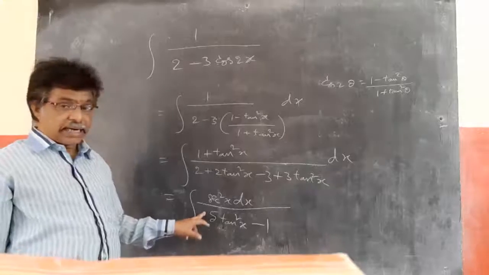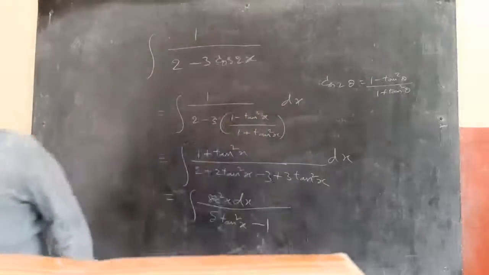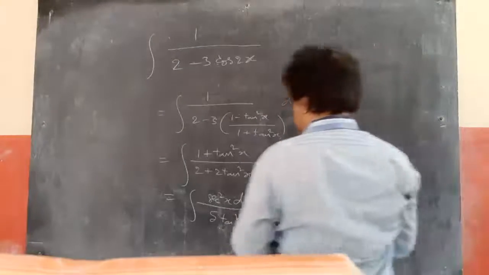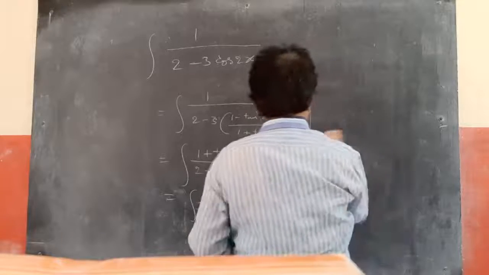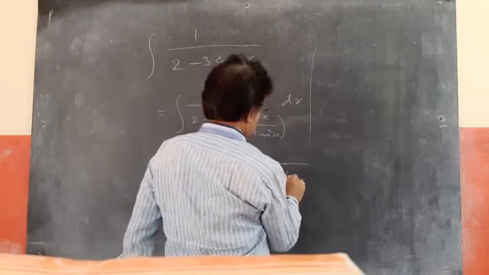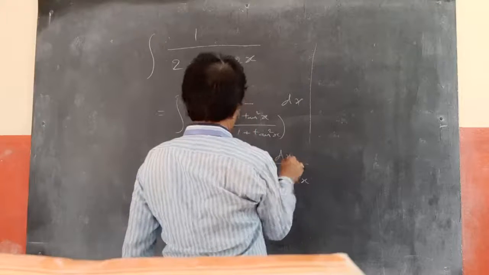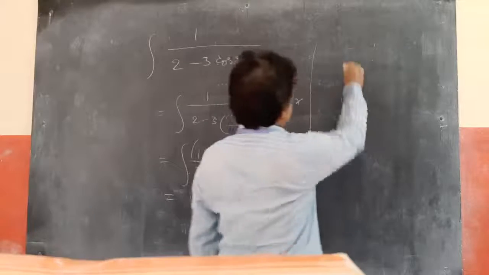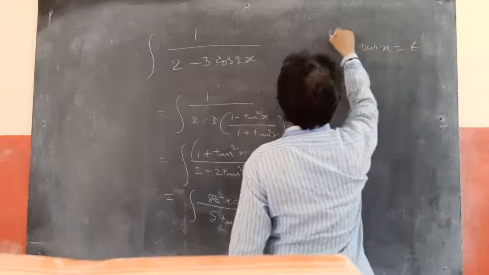Because root 5 you can write as root 5 whole square. So, your choice of taking. I am taking root 5 tan x equal to t. Let root 5 tan x equal to t.